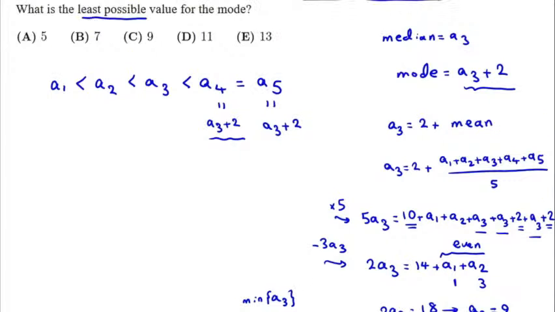But the problem says find the least possible value for the mode. Here, A3 is 9. Let me write all the numbers. 1, 3, A3 is 9, 9 plus 2 is 11, 11. These are our 5 numbers. So the mode is 11. So the answer is D.